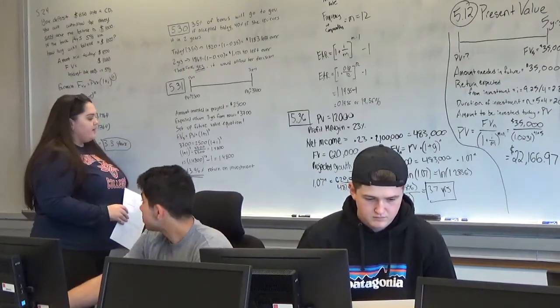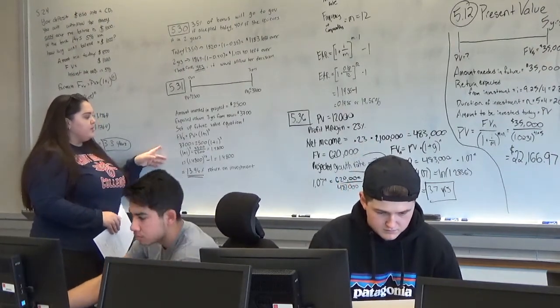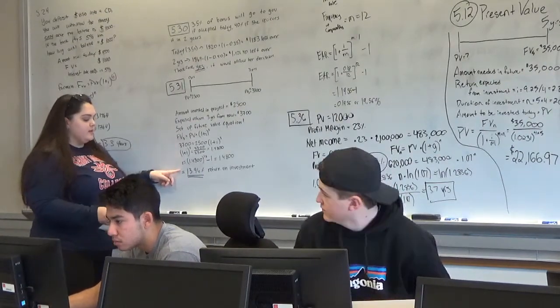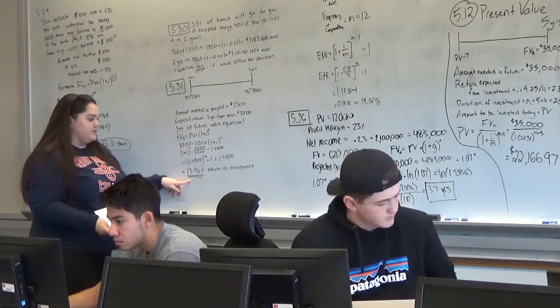And so you're trying to find the rate of return. So what you would do to find that is use the future value equation, and you would just set up all the givens, and you would get 13.96%.